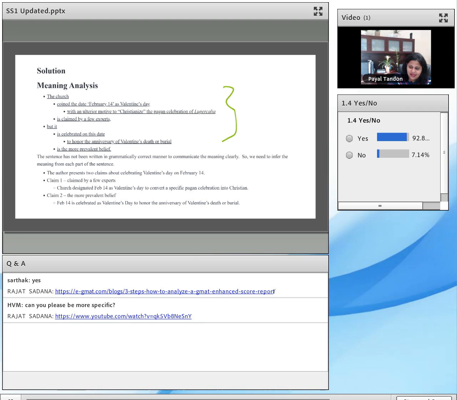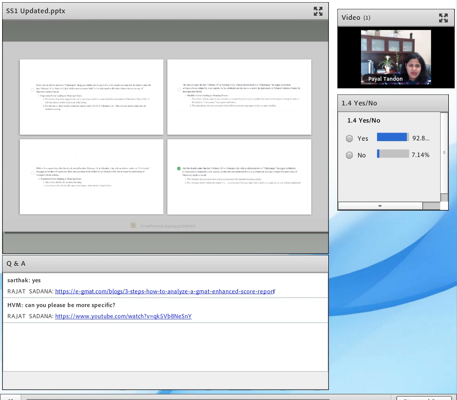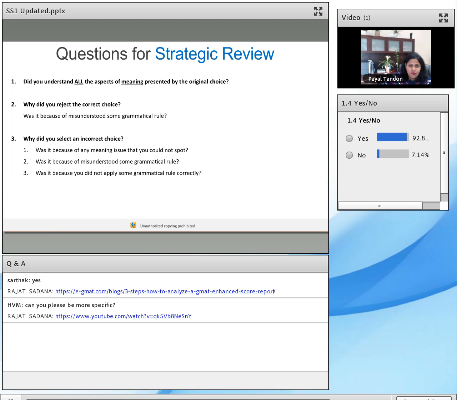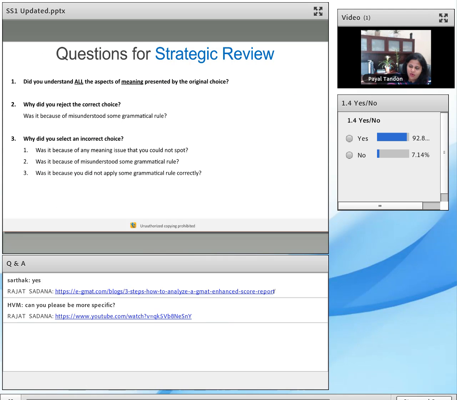Okay, you see that sentence structure has been detailed out, and then all the aspects of the meaning have been specified over here. Then you have error analysis in detail. These are sentence structure errors, right? And then you have each and every answer choice. And again, this is not meant for you to read. I'm just showing you the level of detail of the solution, of why each answer choice is wrong. Now, when you have such detailed solutions, you will be able to answer all these questions for each and every question that you solve. Okay.